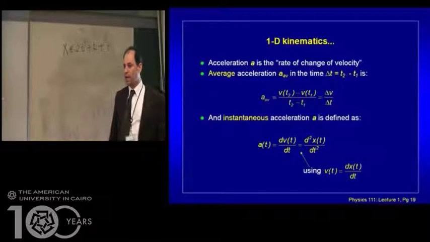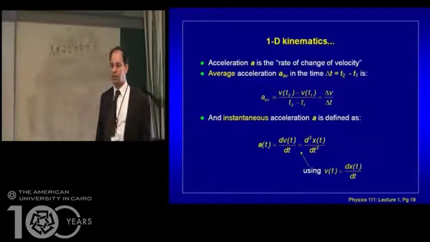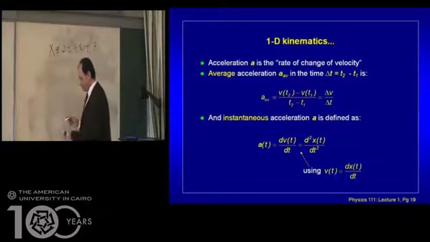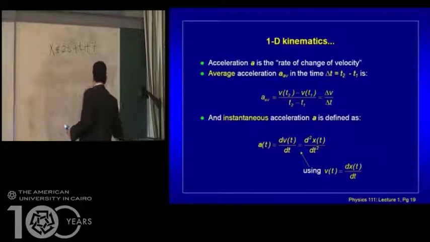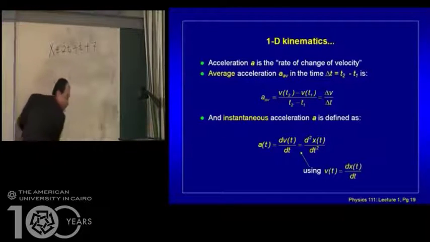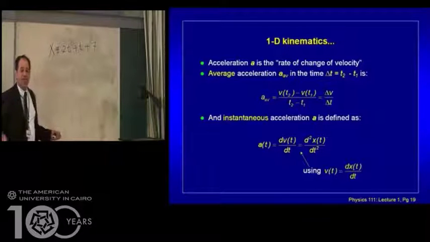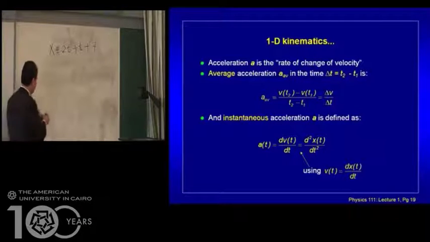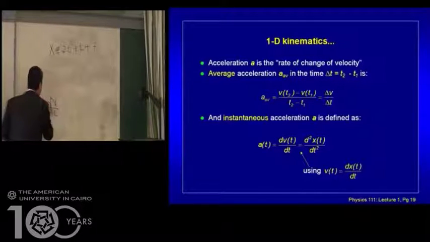How can we find the acceleration of that object? Well, simply, if you know v, if you know the velocity as a function of time, all you have to do is to find the derivative one more time, dv by dt, and that's going to be the acceleration.